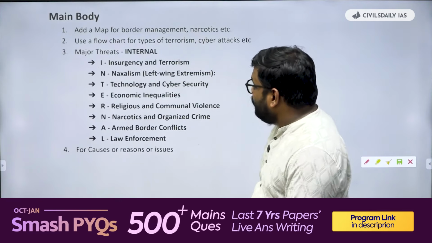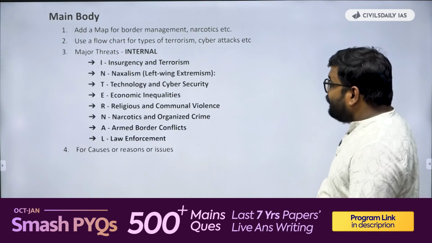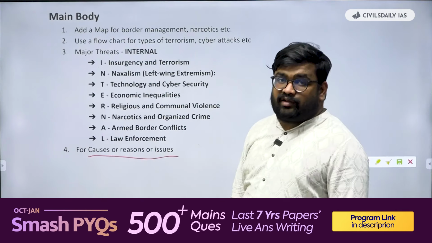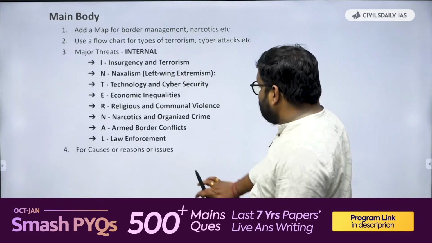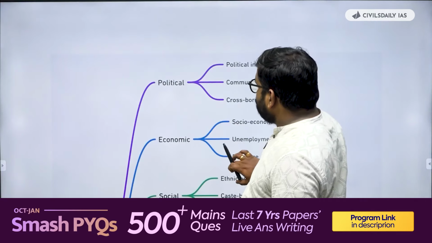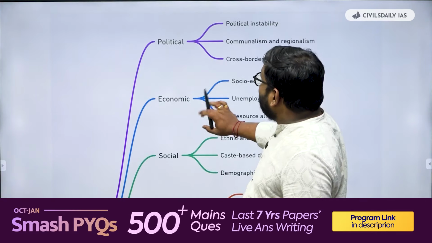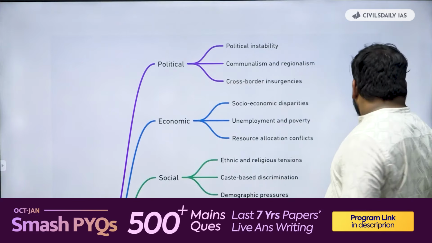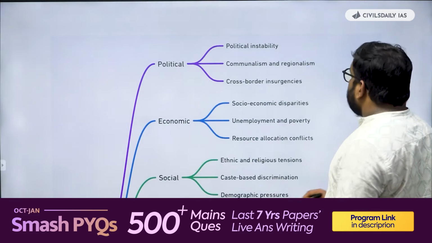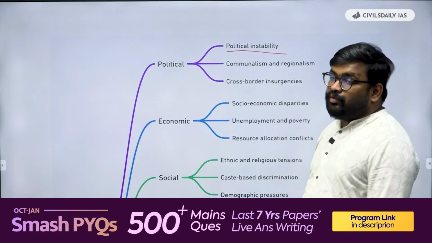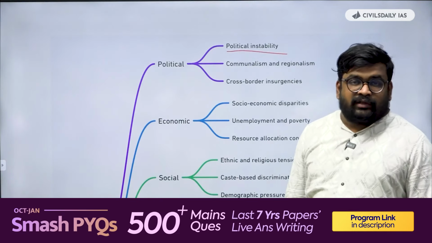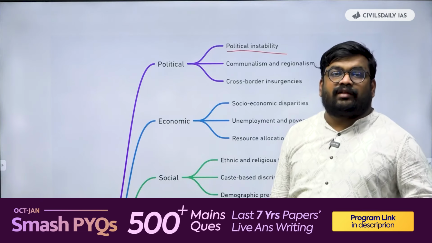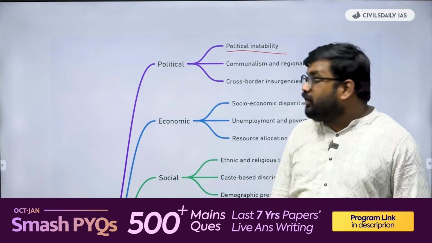Secondly, if the question is on the causes or reasons or the major issues, for the causes you use the PESTLE approach. Where P is for political, you will have political instability. Suppose the question is with respect to drugs, then the political instability in Myanmar increases India's vulnerability to drugs.